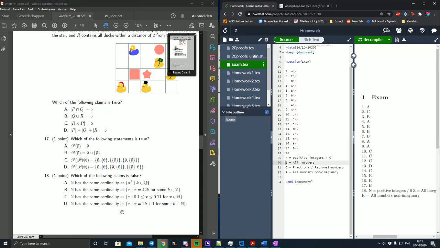N has the same cardinality as X, where X is 2k plus 1 for some k in the natural numbers. We're looking for false. This is correct as well, because it just stretches it out by a factor of 2 and slides it over 1 to the right, but it's still as big. Then this one is not true, because this is countably infinite, and all the numbers between 0.1 and 0.11 is uncountably infinite. And this last one is also correct because it's just stretched out by a factor of 42. So C is false.